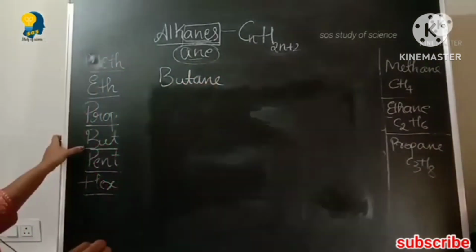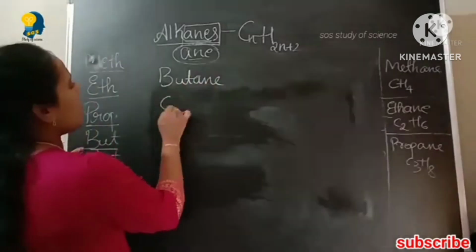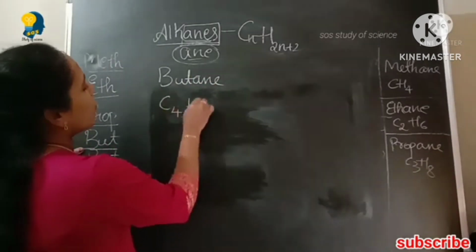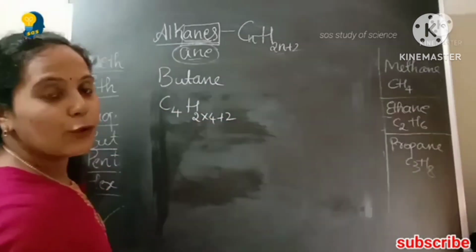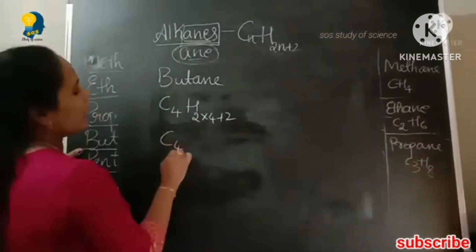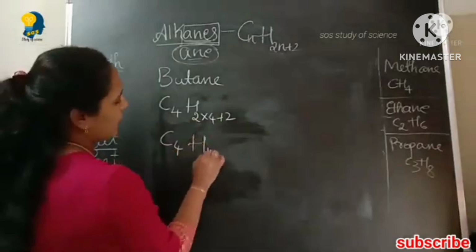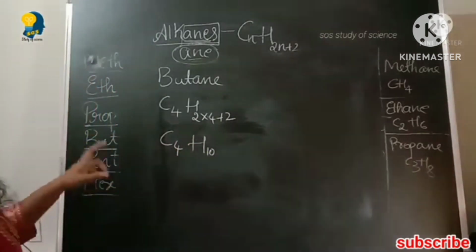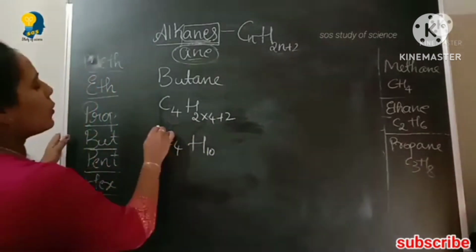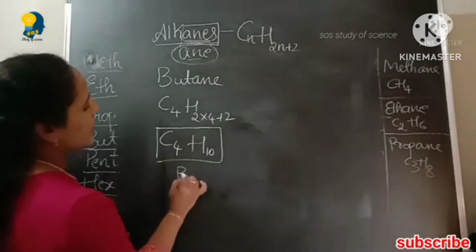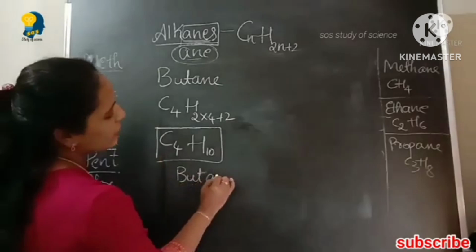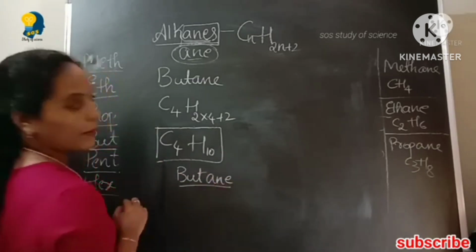But is nothing but the fourth member. So C4H2 into 4 plus 2. So our N value should be 4. So C4H(2 times 4 is 8, plus 2 is) 10. C4H10 is the fourth member. Okay. So the name of this compound, C4 is nothing but but. It is but and alkane, so we are writing ane, butane.